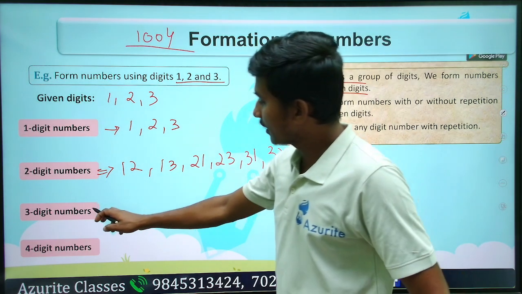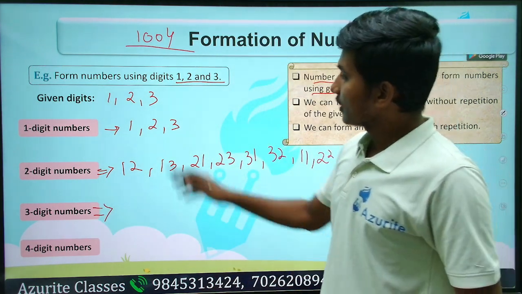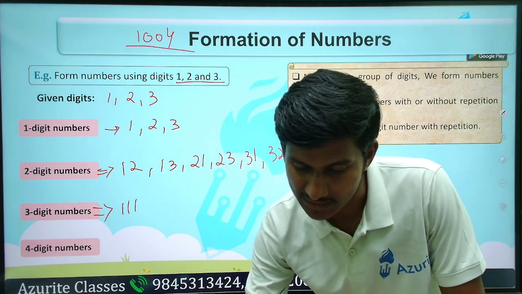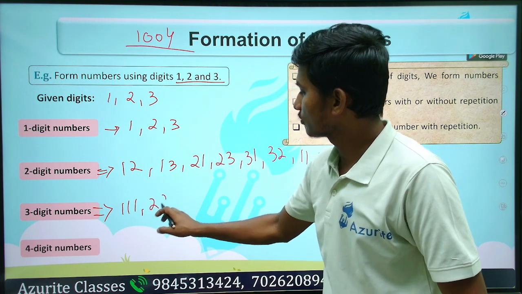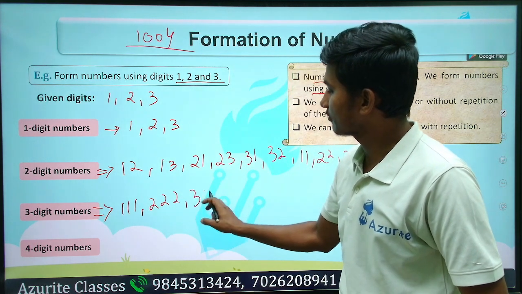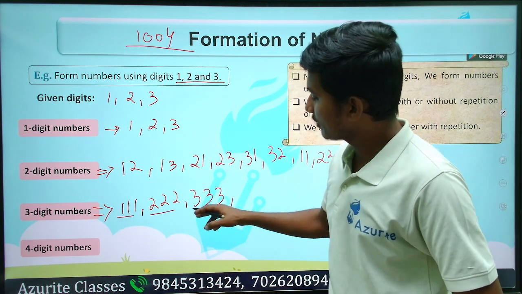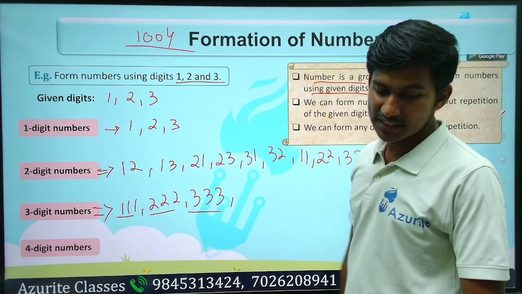Now if you want to find the 3 digit numbers, what will they be? 111. Next is 222, right? Or 333. That is, we are repeating the digits here. Now let's not repeat the digits.